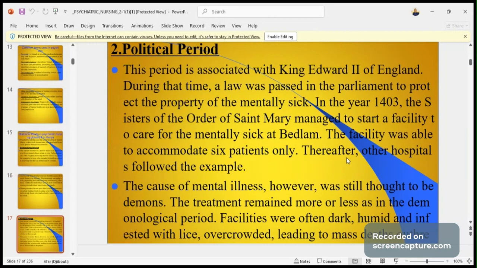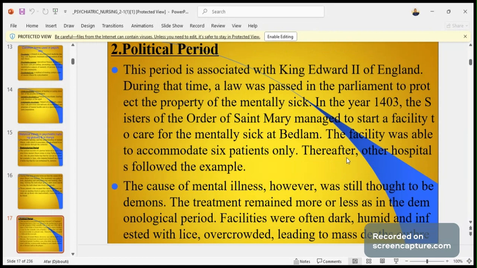Then after the demonological period, we had the political period. This period is associated with King Edward II of England. During that time, a law was passed in parliament to protect the property of the mentally sick. In the year 1403, the Sisters of the Order of St.